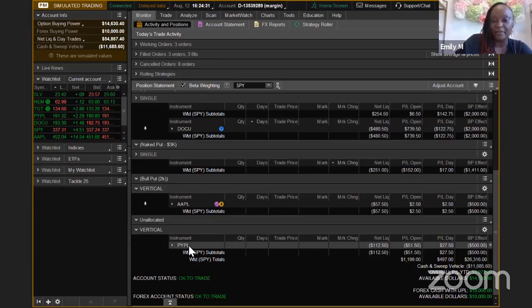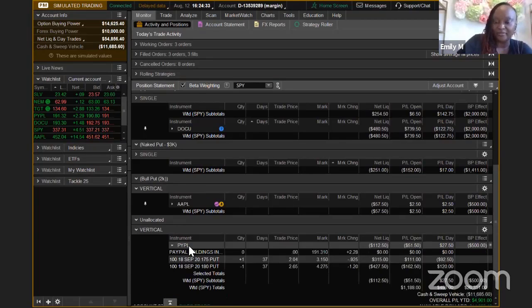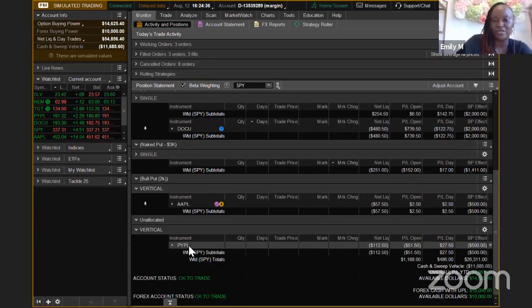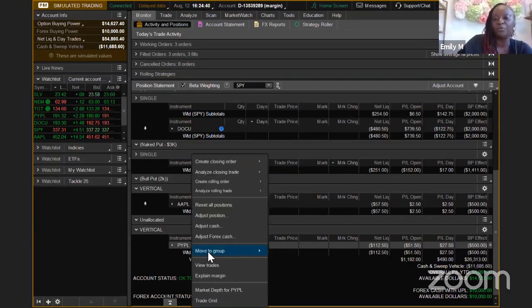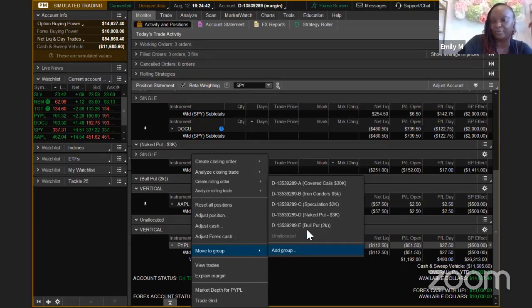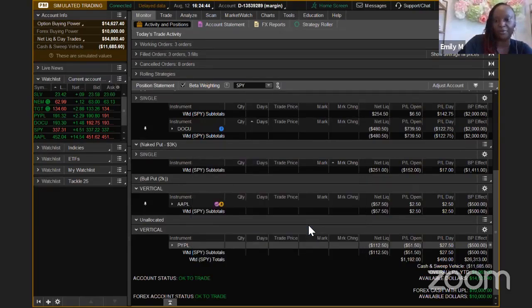Same thing for PayPal. PayPal is also a bull put. So now I'm going to move it, because right now it's unallocated. I don't know where it belongs. I'm going to move it to the group where it belongs. Now that we have a bull put spread category, I'm going to move it there.